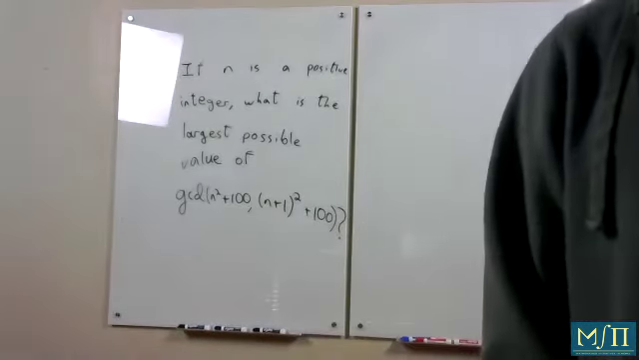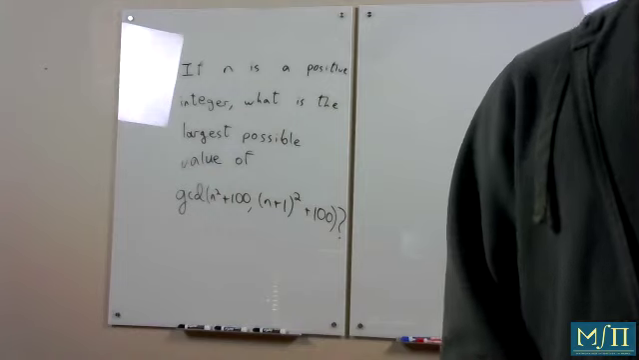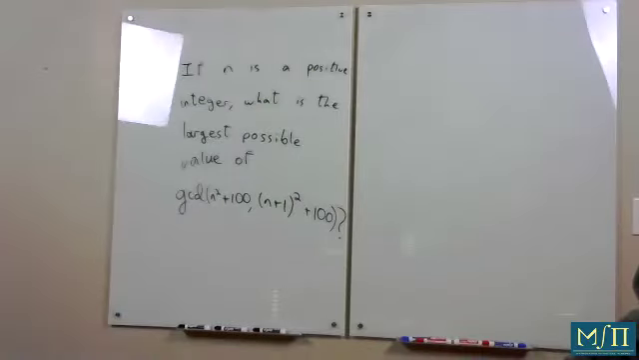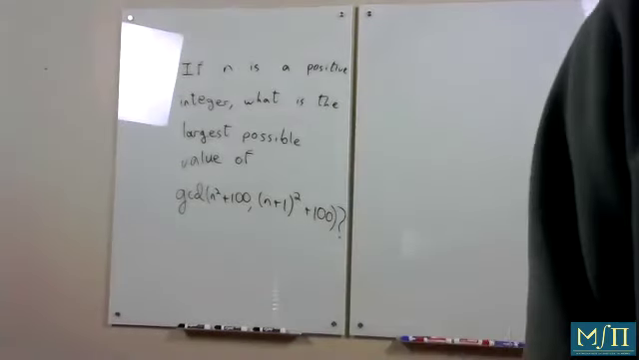I'll give you all maybe one more minute. Someone says it may be 1. There are a lot of n for which this equals 1, but the answer turns out to be greater than 1. So I'll give you all another minute.